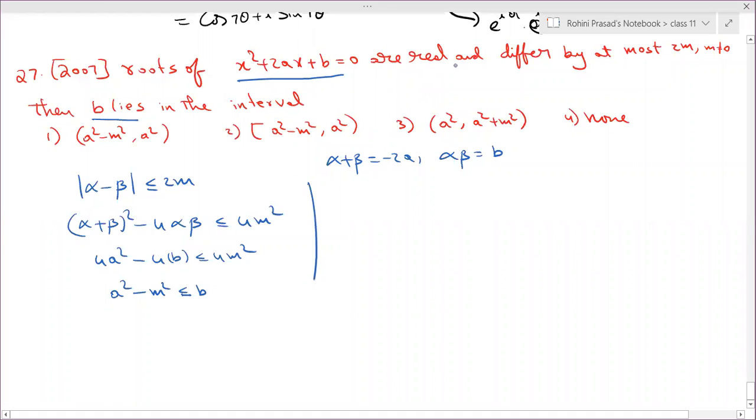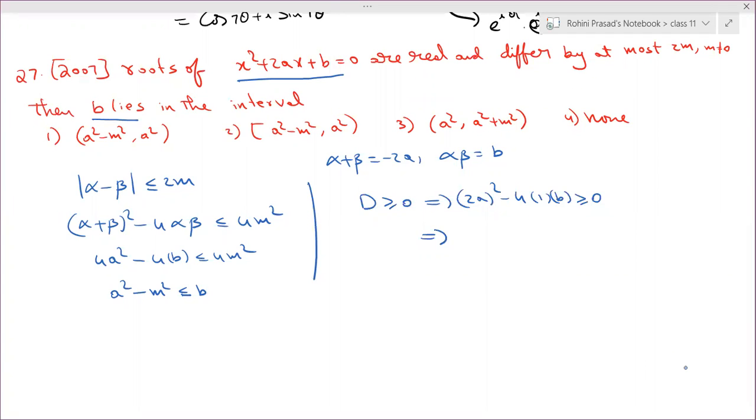So they told that the roots are real. So for the roots to be real, D should be greater than or equal to 0. The (2a) whole square minus 4 into 1 into b should be greater than or equal to 0. Real and differ by at most 2m, that implies real and it will be different and differ by at most 2m.